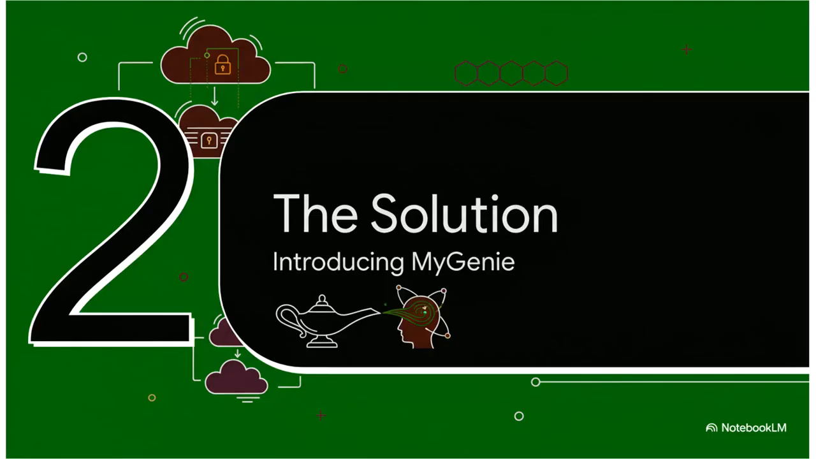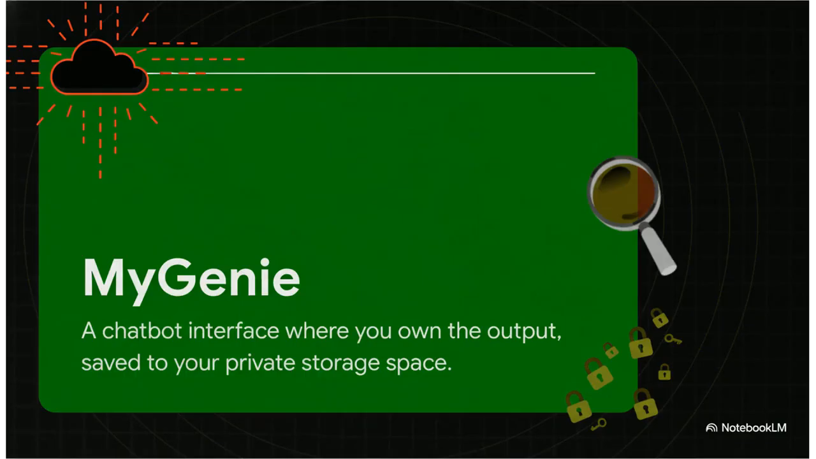Okay, so we've laid out the problem pretty clearly. Now let's get to the good part, the solution. It's an interface called MyGenie, and it has been designed from the ground up to fix every single one of these issues. And the idea behind it is actually beautiful in its simplicity. MyGenie is a chatbot interface where you own the output, period. The second a reply is generated, boom, it's saved directly to your private storage space, instantly.